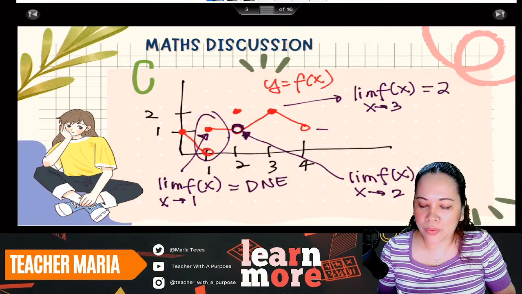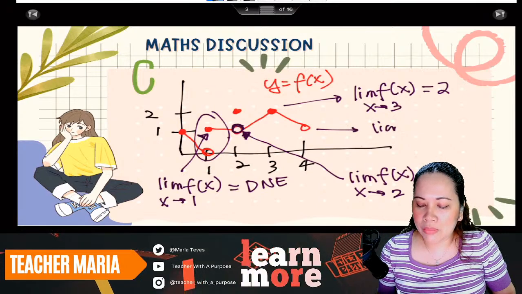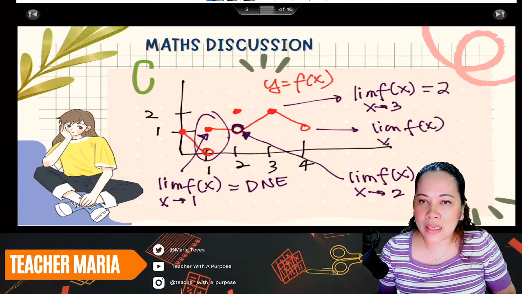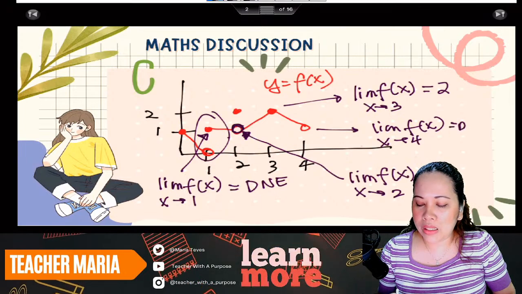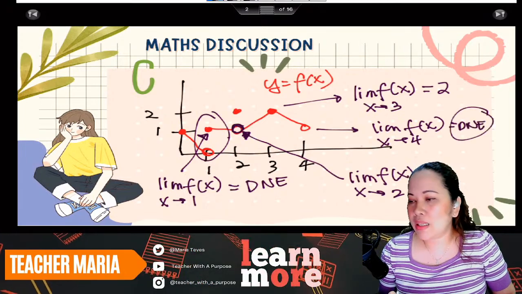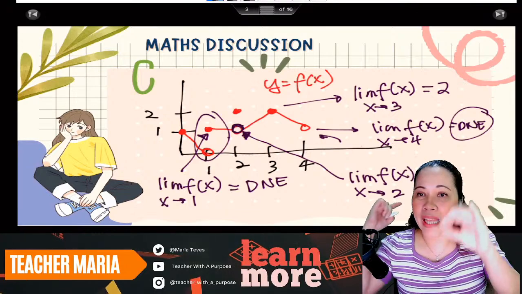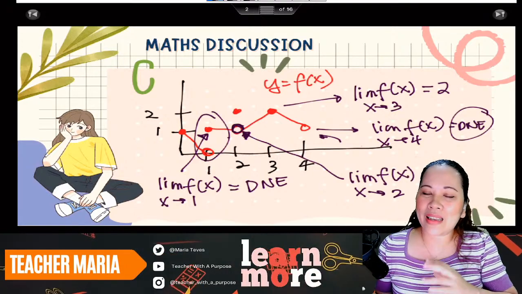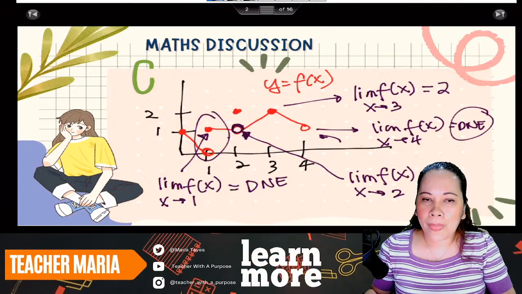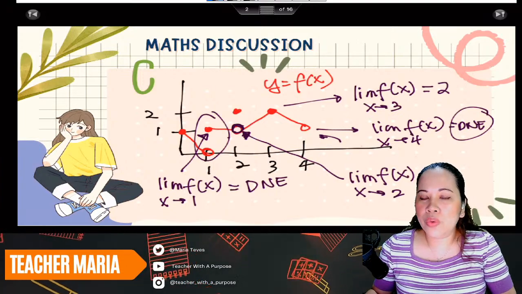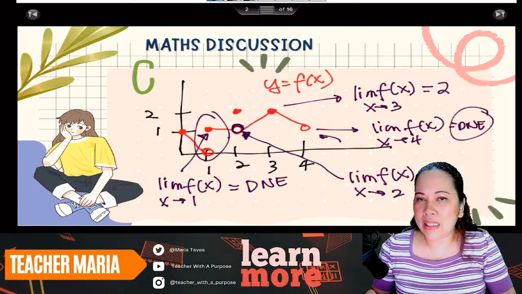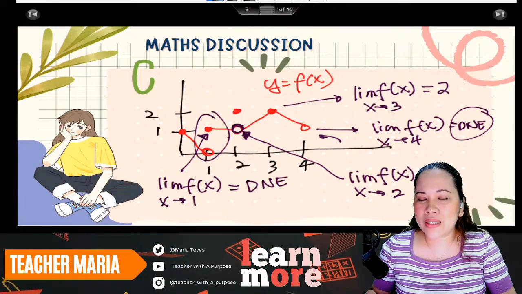And then of course this one, the limit of f of x as x approaches 4, does not exist. Why is it not existing? Because there's no right side. It ends there. You don't have a right side of your function. So you cannot say that it exists, because it doesn't have a right side.